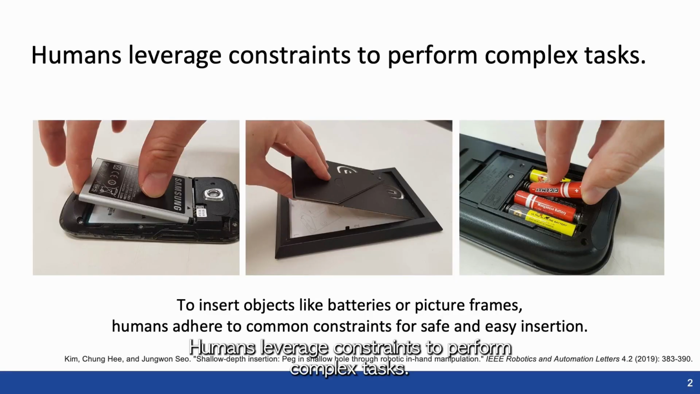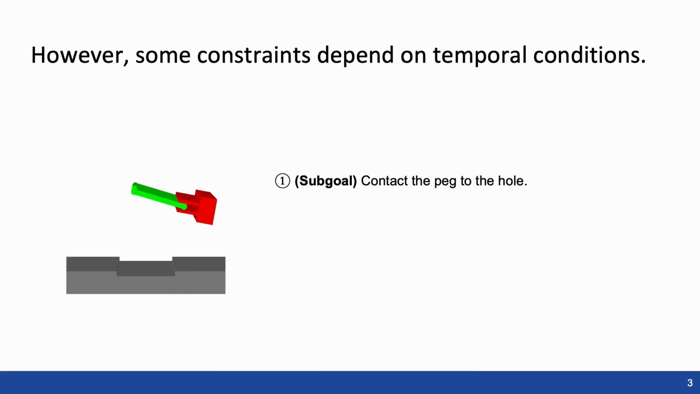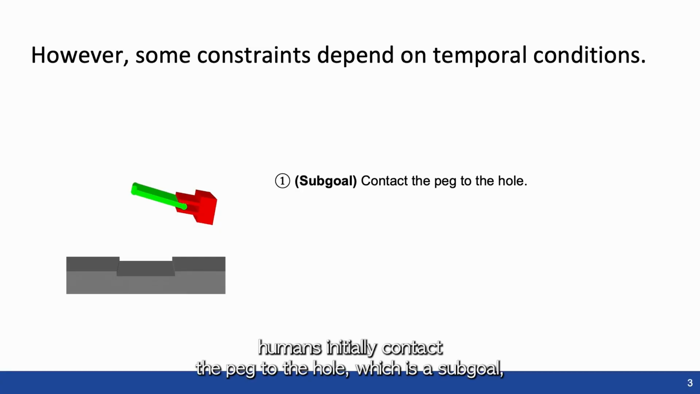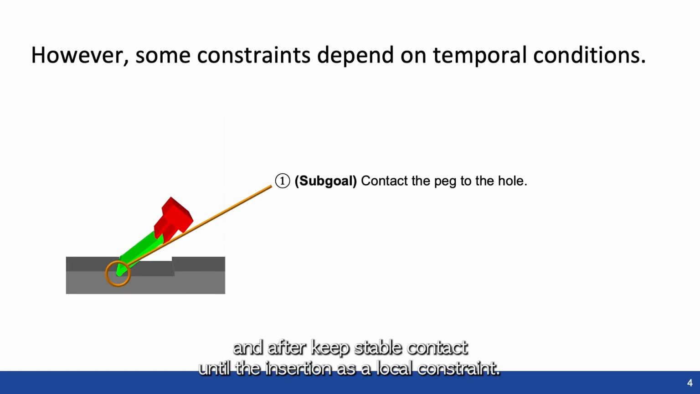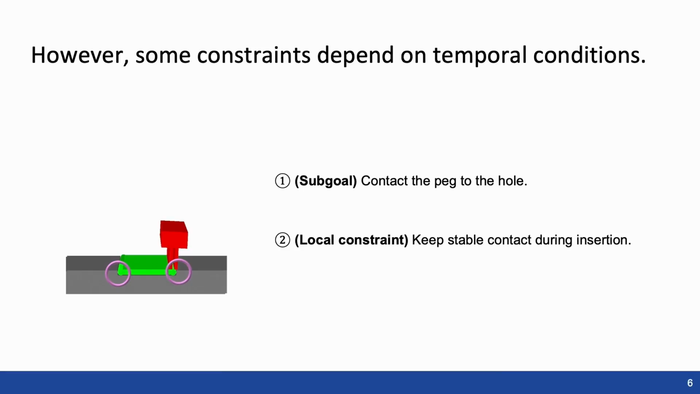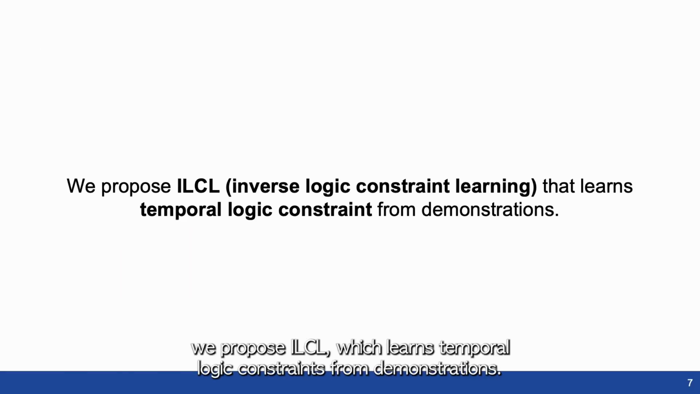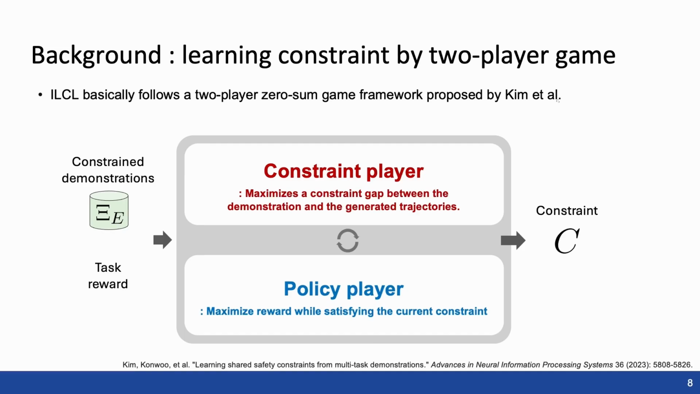Humans leverage constraints to perform complex tasks. However, some constraints depend on temporal conditions. For example, in the shallow hole insertion task, humans initially contact the peg to the hole, which is a subgoal, and after that keep stable contact until the insertion, as a local constraint. To address such temporally dependent behaviors, we propose ILCL, which learns temporal logic constraints from demonstrations.